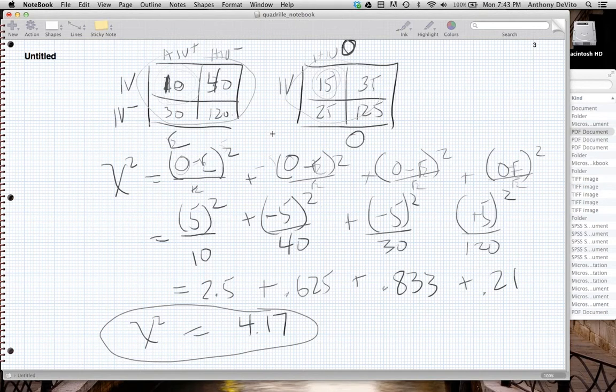Okay, the way we calculate degrees of freedom in this case is we take the number of rows minus 1 times the number of columns minus 1. How many rows do we have here? 2. So 2 minus 1 is 1. Columns, 2, right? So 1 times 1 is 1 degree of freedom. Okay, so we're going to go to a table.